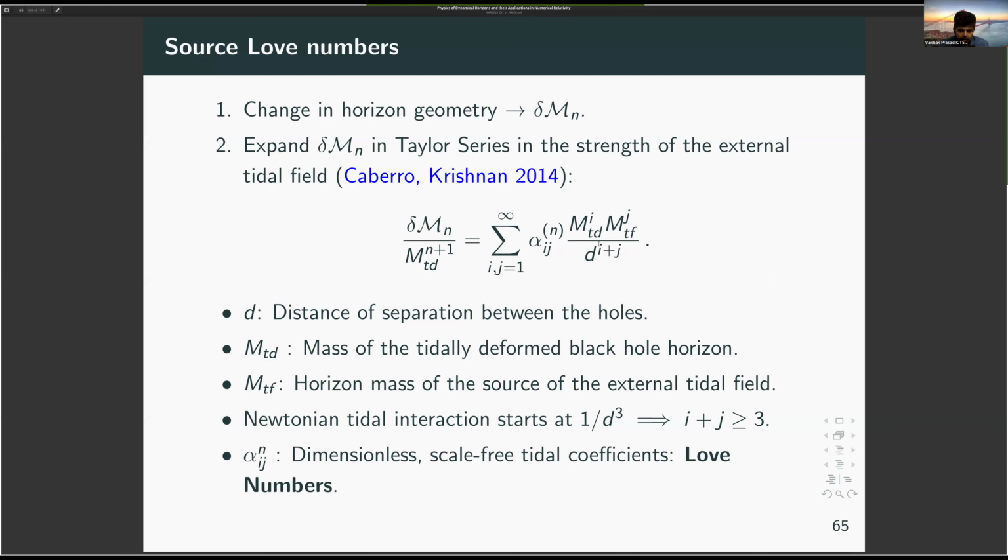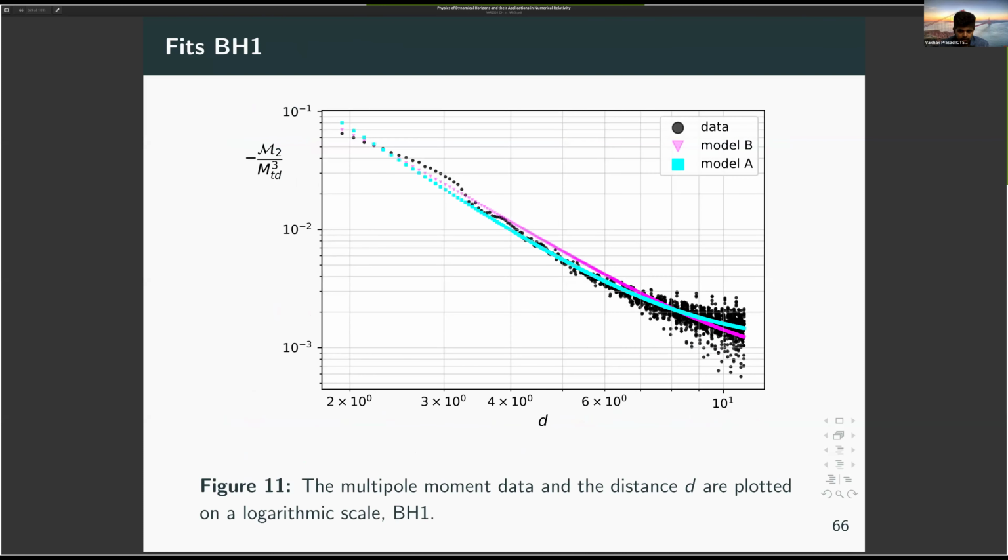And the higher order would be 1 by d power 4. So the cyan model actually stops at 1 by d cubed, but the magenta one also includes 1 by d power 4. So the model with 1 by d power 4, as you might imagine, would be more useful to explain the behavior of multiple moments, especially when the black holes are close to each other.